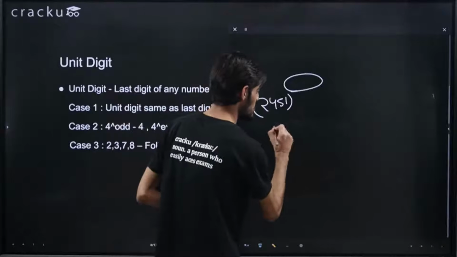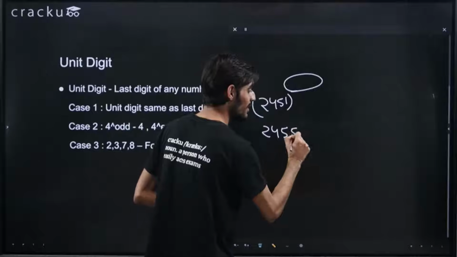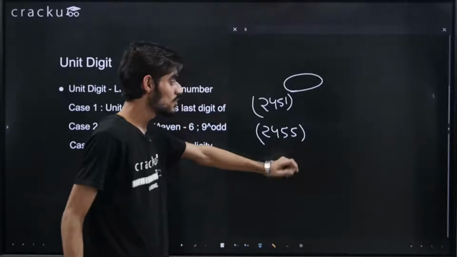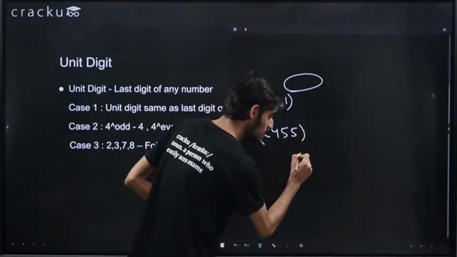The same is the case for 5 also. Taking the same example, if it is 2455, it doesn't matter how many times you multiply this, it will result in 5 only. Same for the case of 6 also.